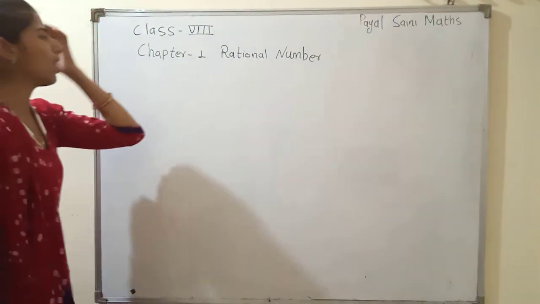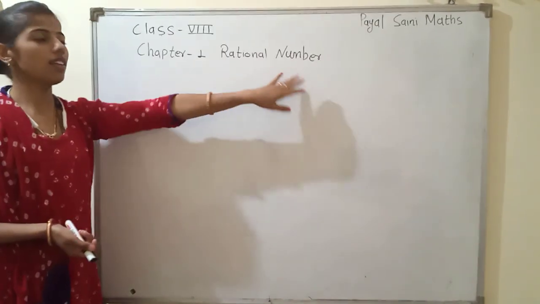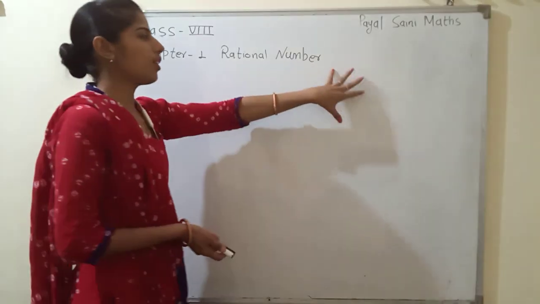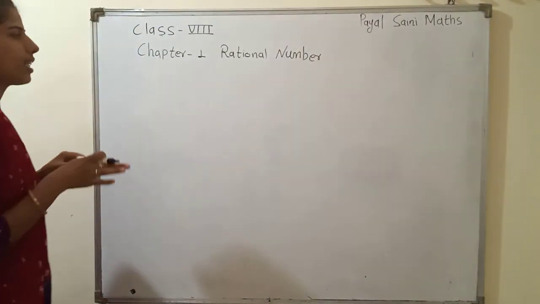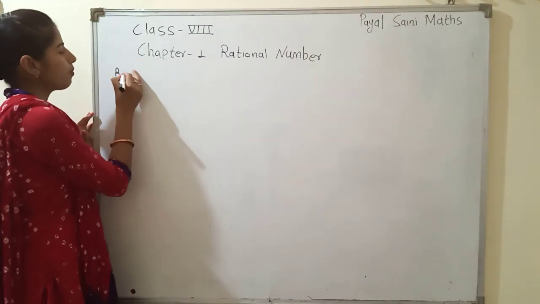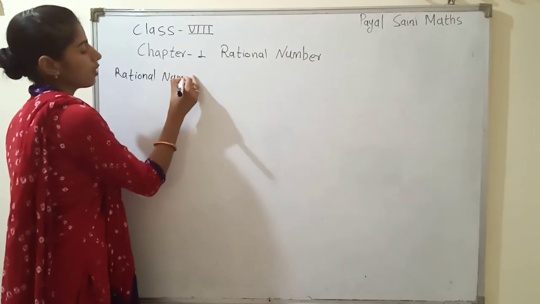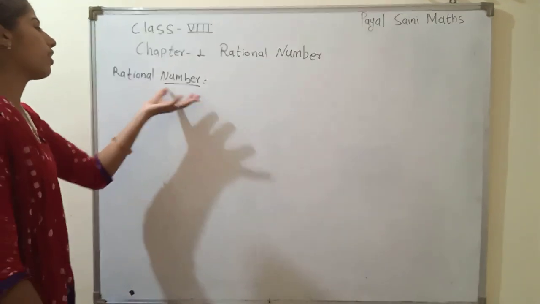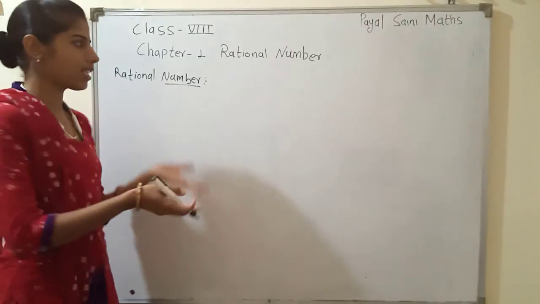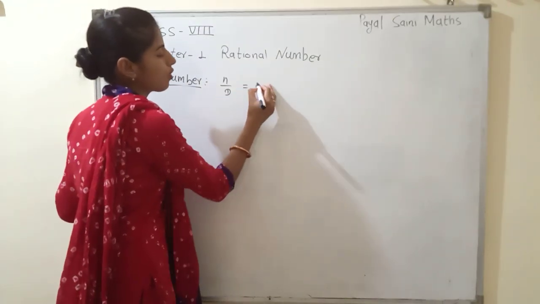Today we learn and solve Class 8th, Chapter 1, Rational Numbers. First, our introduction to rational numbers. What is the meaning of rational number? Rational numbers mean you can also read and understand them like a fraction. Fraction means a number we write as numerator by denominator, then it's called a fraction.